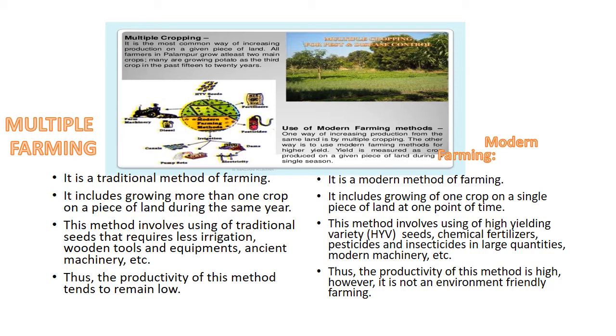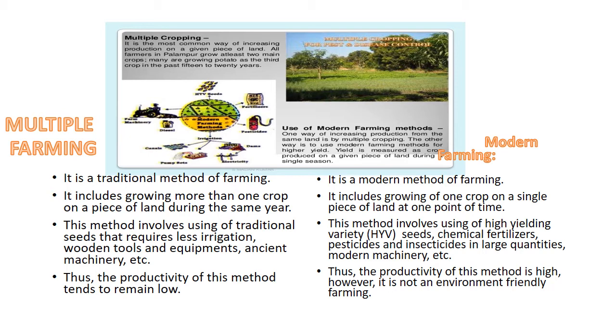Multiple cropping is a traditional method of farming. It includes growing more than one crop on a piece of land during the same year. This method involves using traditional seeds that require less irrigation, wooden tools and equipment, Asian machineries, etc. The productivity of this method tends to remain low.